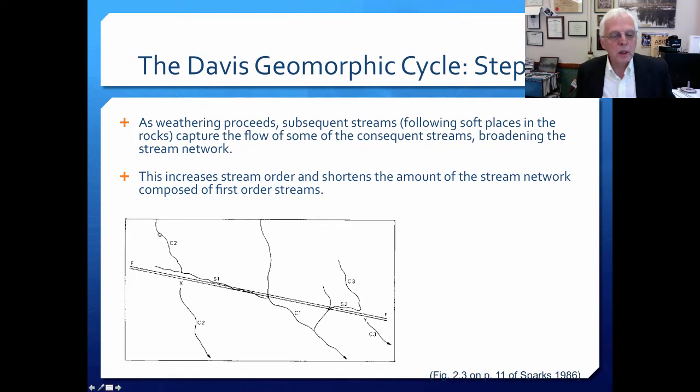You can see that here where consequent stream 2, C2, was captured, the upper reaches of it were captured and merged into C1 eventually by following this subsequent stream that was flowing somewhere along this fault. This increases the stream order, doesn't it? Because you've added this stream to that one, making a second order stream. We have a second order stream here flowing into this stream, whatever its order might be, working its way downstream and increasing the complexity of the flow network.